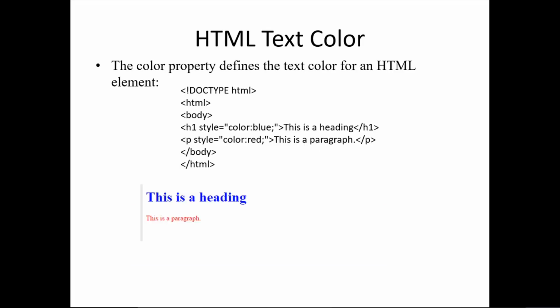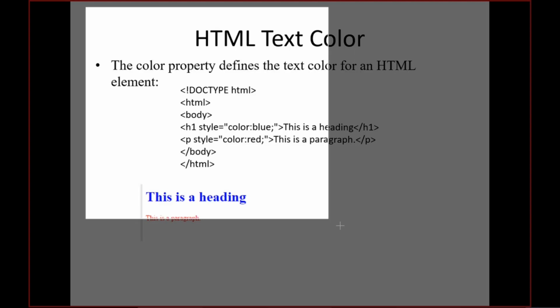Moving on with the HTML text color. In the previous example, we changed the body color, but what if you want to change only the text color, not the body color? For the text color, you can use the style attribute. So HTML, then body, h1, style equals color colon blue. You can check out the program.